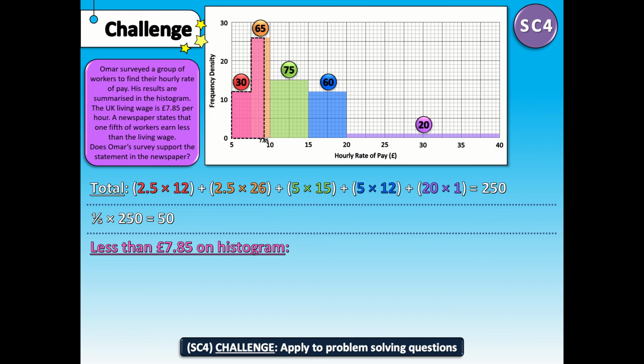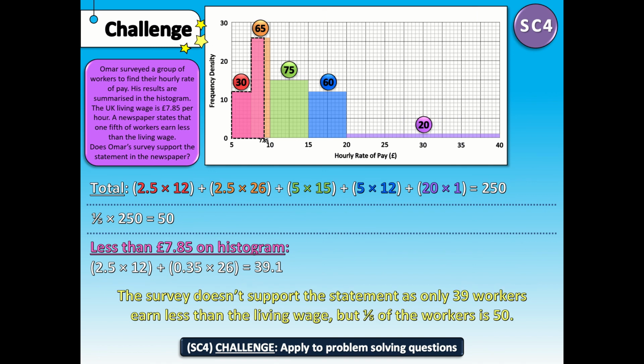Well, there's £7.85, so we want to work out the area of that chip there, because that's everything less than £7.85. So that's 2.5 times 12 plus 0.35 times 26, which is 39.1. So the survey doesn't support the statement, as only 39 workers earn less than the living wage, but 1/5 of the workers is 50.